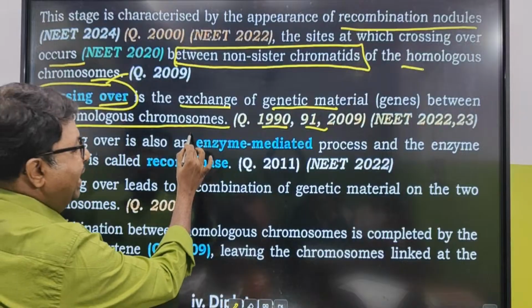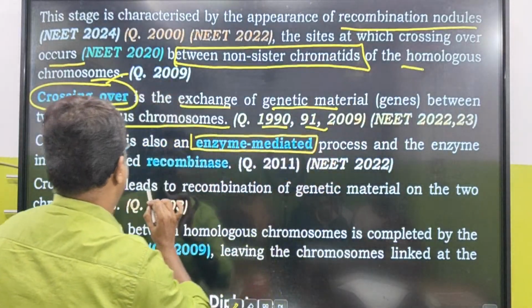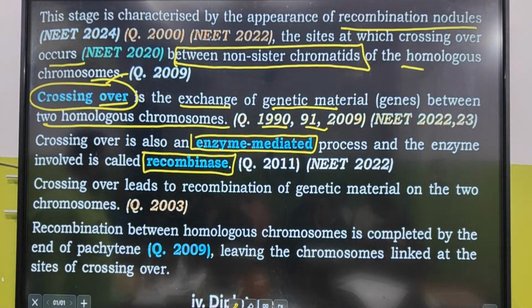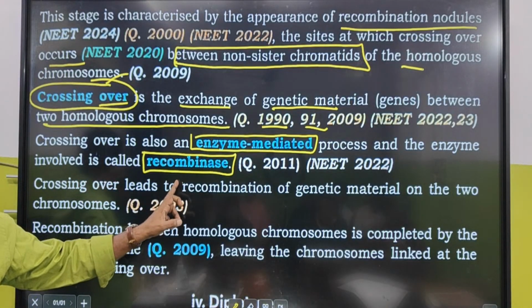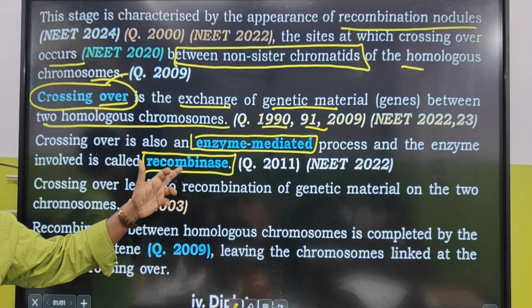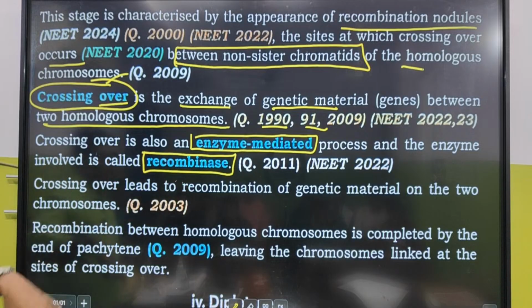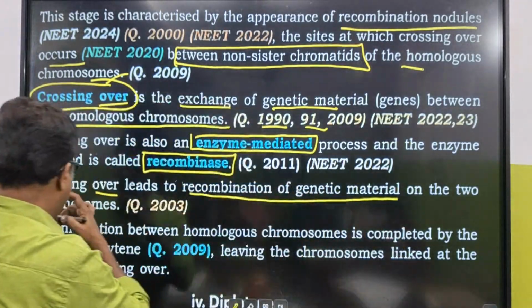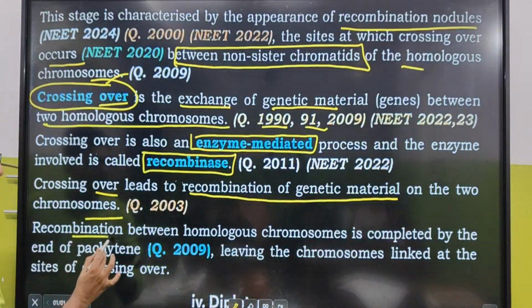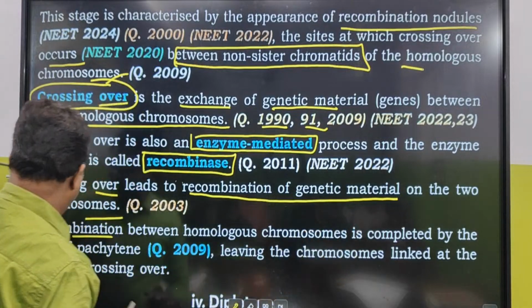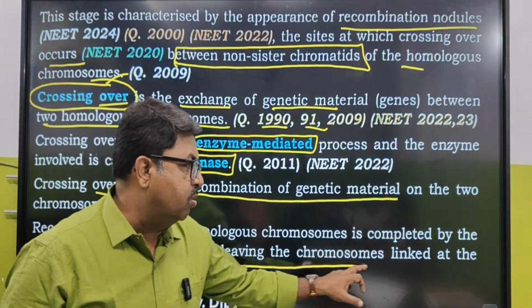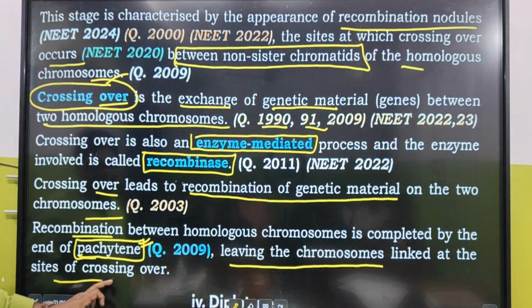Crossing over is also an enzyme-mediated process. And the enzyme is called recombinase. What is the name of the enzyme? Recombinase is the name of the enzyme. Star point. So who helps in recombination? Recombinase enzyme helps. Crossing over leads to recombination of genetic material on the two chromosomes. The recombination between homologous chromosomes is completed by the end of pachytene, leaving the chromosomes linked at the sites of crossing over.